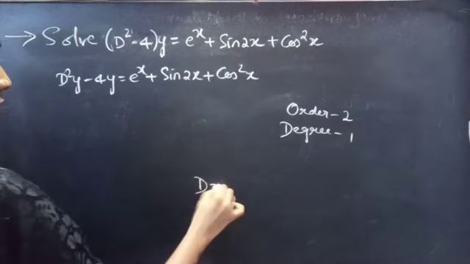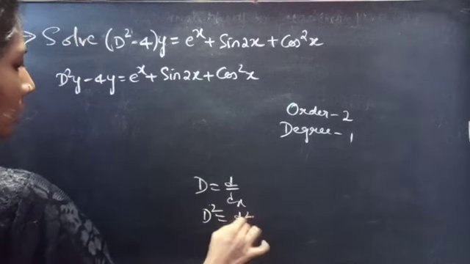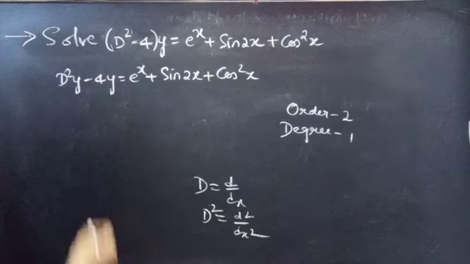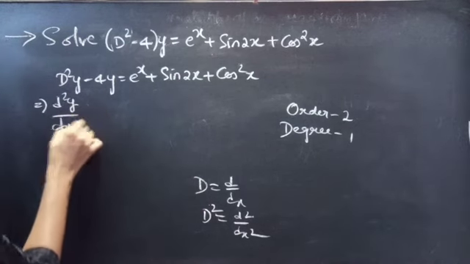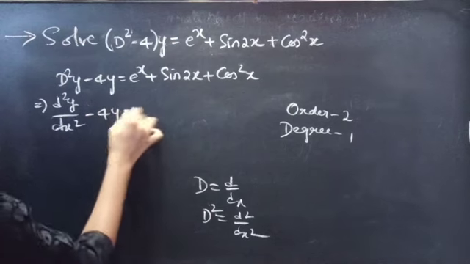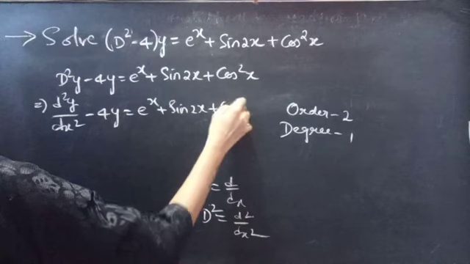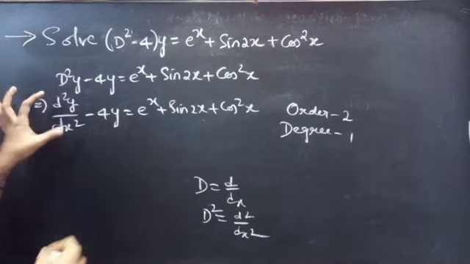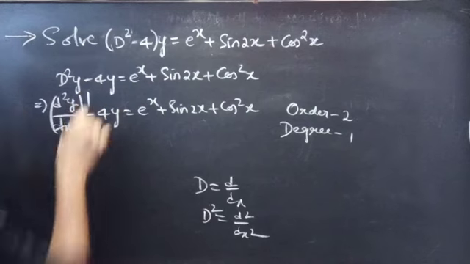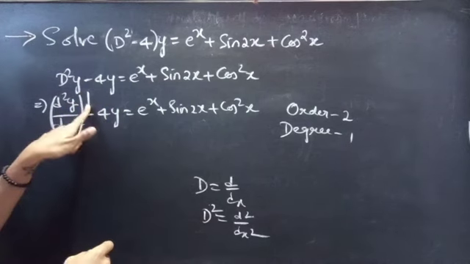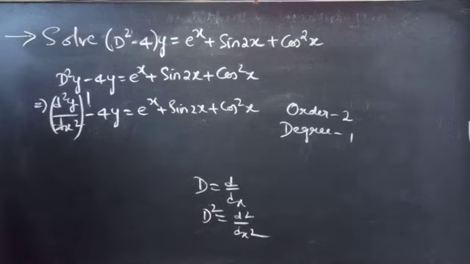We know that D is the differential operator d by dx. Then D square will be d square by dx square. Right? Now we can write D square y as d square y by dx square minus 4y equals e power x plus sin 2x plus cos square x. Here d square y by dx square is the highest derivative, so order will be 2. And the highest power of the highest derivative is degree 1. Right? Now coming to the problem.